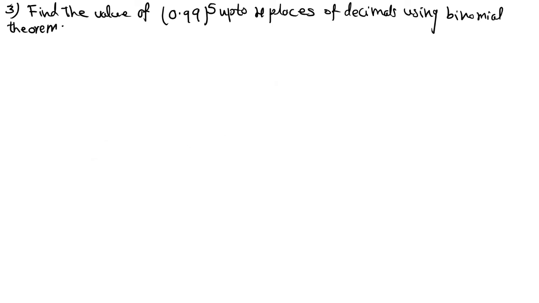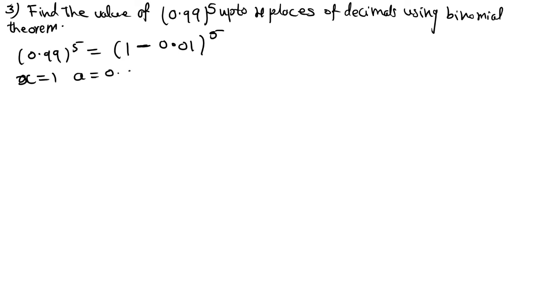Okay, see the next question. Find the value of 0.99 to the power 5 up to 4 places of decimals using binomial theorem. Okay, here see 0.99 to the power 5 is given. You can write 0.99 as 1 minus 0.01. Okay, 1 minus 0.01, that's equal to 0.99, right? Okay, to the power 5 is there. Okay, see x value equal to 1, a value equal to 0.01, index n equal to 5.